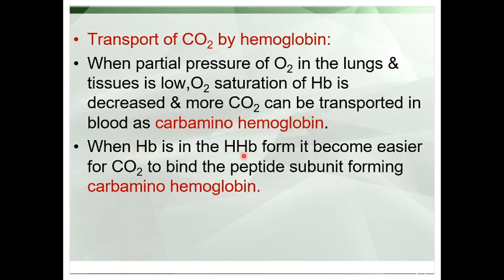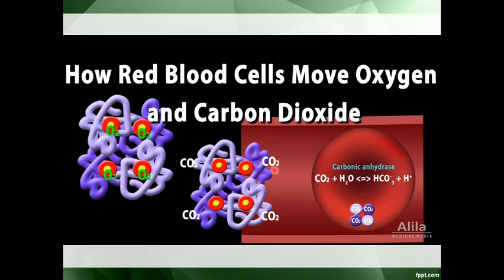When hemoglobin is in the reduced form, it becomes easier for carbon dioxide to bind the peptide unit, forming carbaminohemoglobin. Now you see a very important thing about the carbaminohemoglobin. Carbon dioxide does not bind with the iron of heme. This can come in the one correct answer. But it binds with the peptide subunit, forming the carbaminohemoglobin. Here you can see carbon dioxide has bound to the protein chain. It is not bound to the heme iron, whereas oxygen you can see here, it is bound to the heme iron.